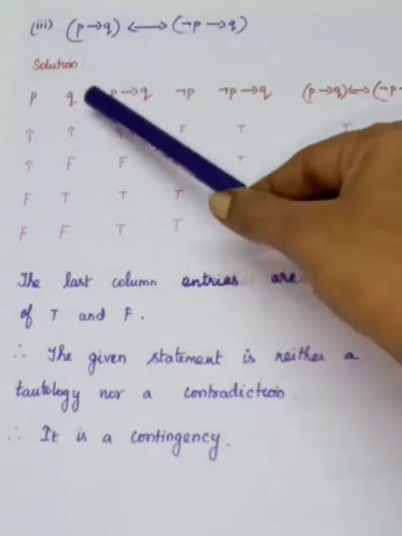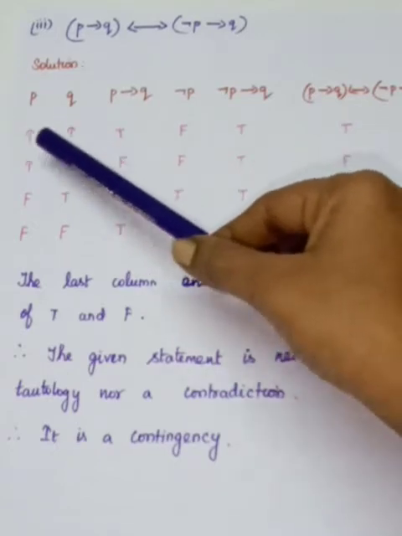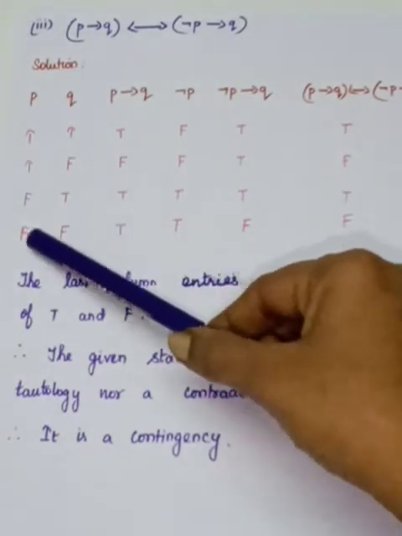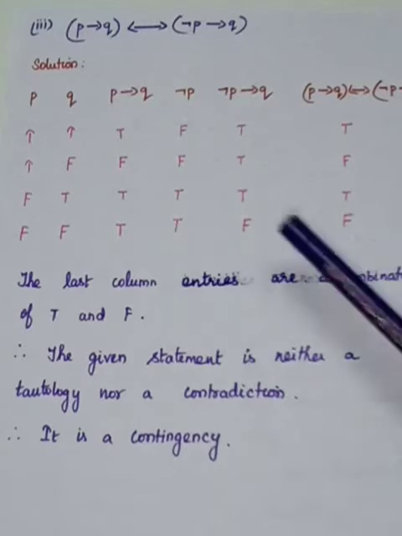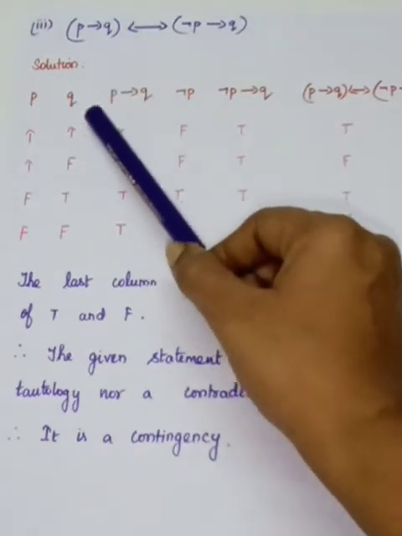See, P and Q we have to fill up. So it is true, true, true, false, false, true, false, false. 4 rows we have to write. What is this? P implies Q.